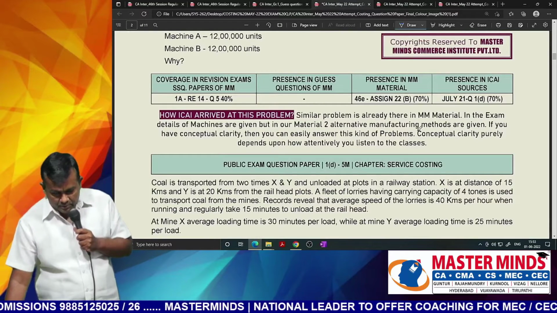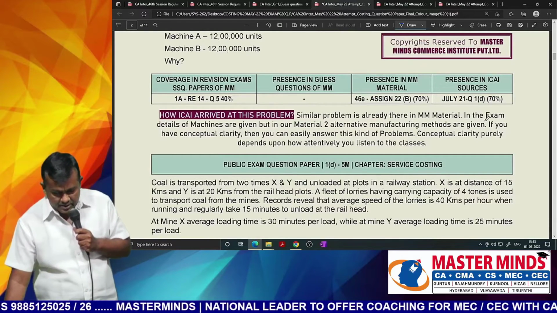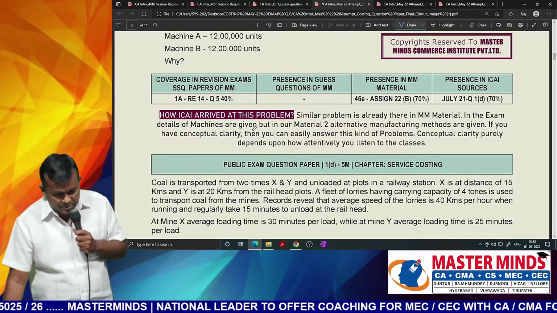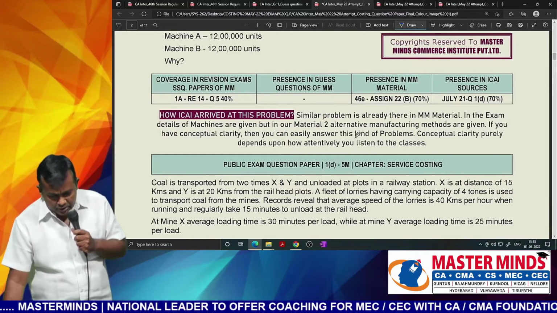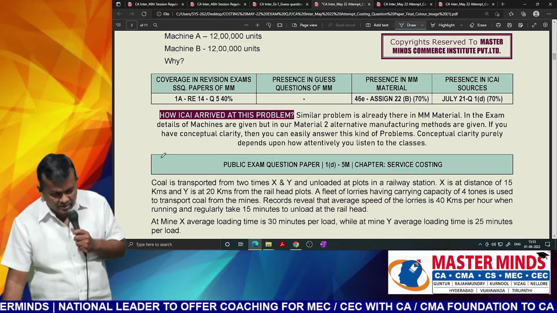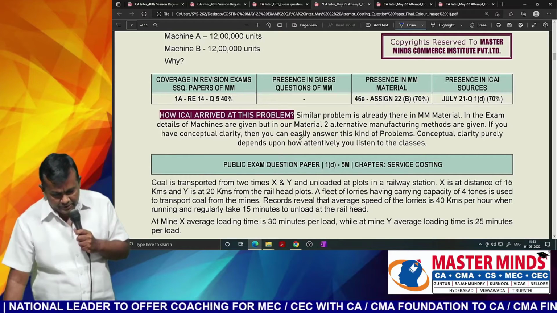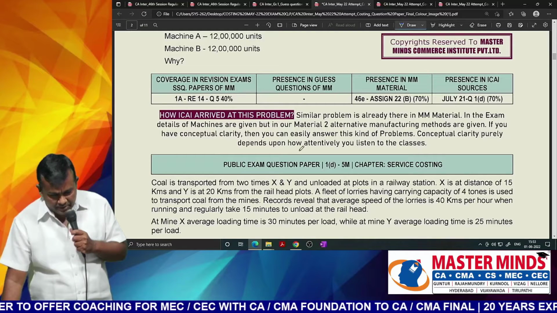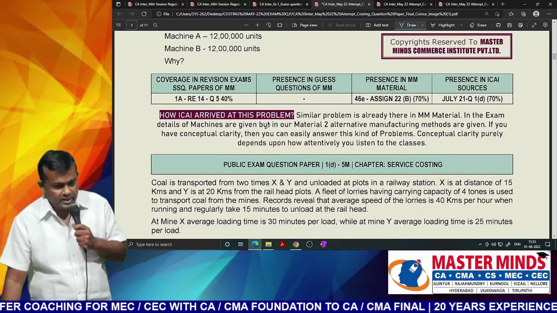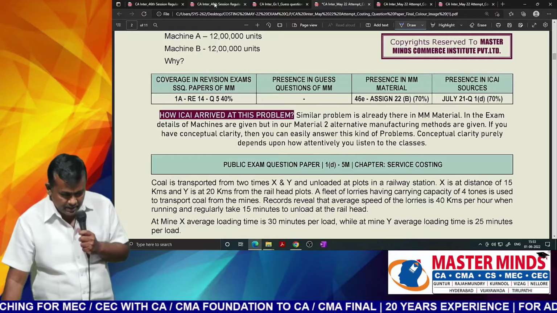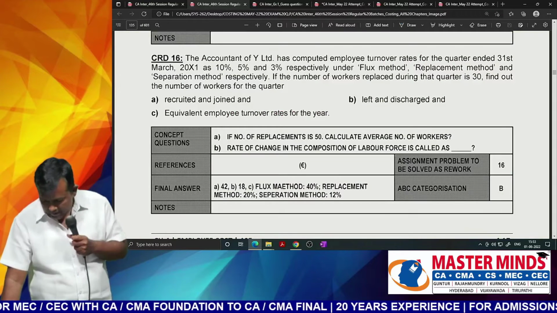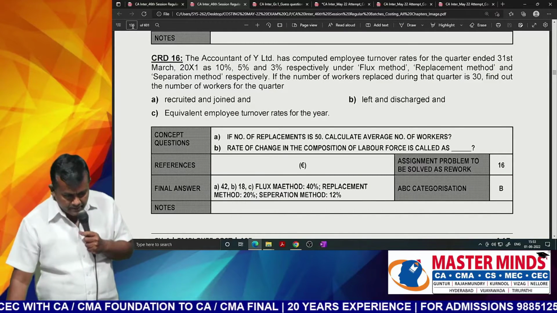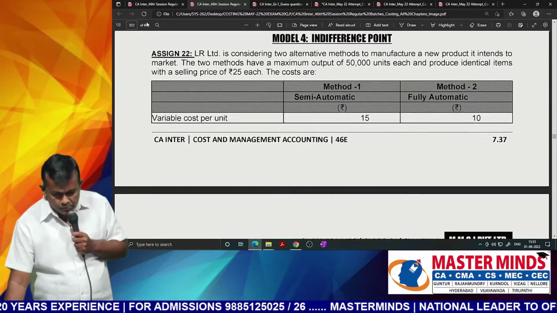Similar problem is already there in the MM material. In the exam, machines are given, but in our material, 2 alternative manufacturing methods are given. If you have conceptual clarity, then you can easily answer this kind of problems. Conceptual clarity purely depends upon how attentively you listen to the classes. So see the main material, sir. Page number, so this one, sir.